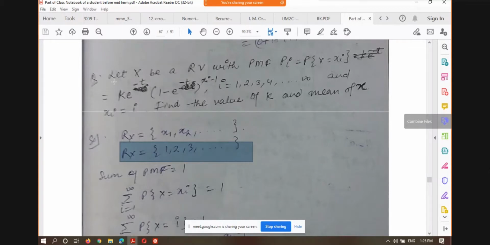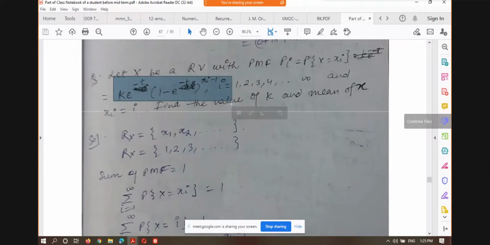Now the expression for the probability mass function is k e raised to power minus t times (1 minus e raised to power minus t) whole raised to power xi minus 1, and we have to calculate this k.